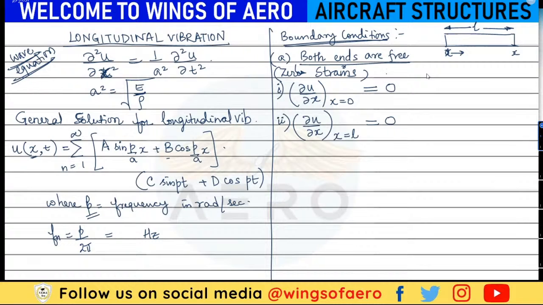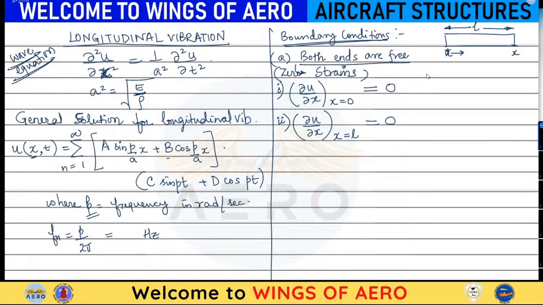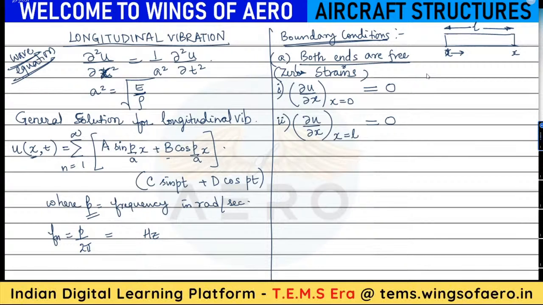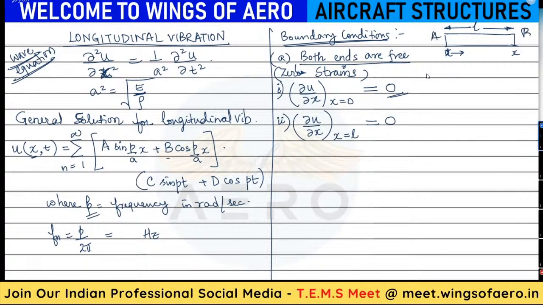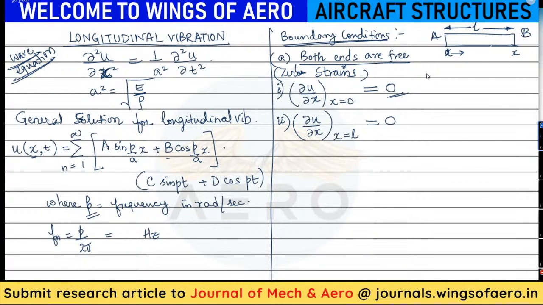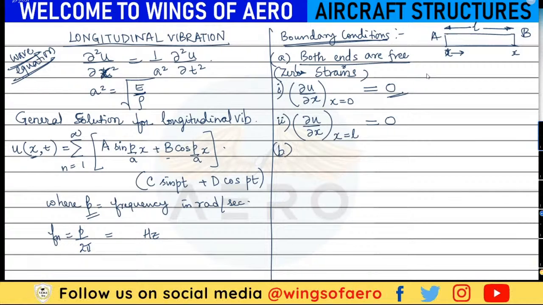So next is the boundary condition. Zero strain means ∂u/∂x will be 0, from both the ends, point A as well as point B. Clear? Shall I move to the next? Please let me know. Yes, no.